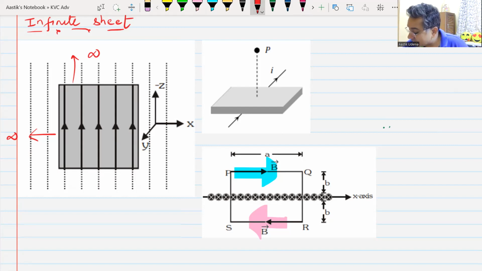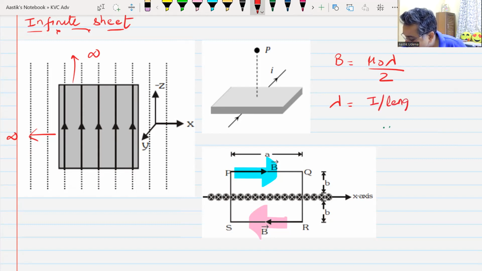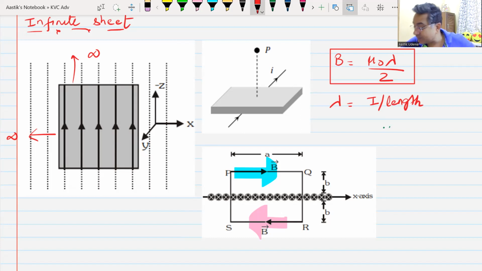The value of this magnetic field B is given by mu naught into lambda by 2. Where what is this lambda? This lambda is current per unit length of this sheet. Current per unit length. And this is the only type of distribution which creates a uniform magnetic field.